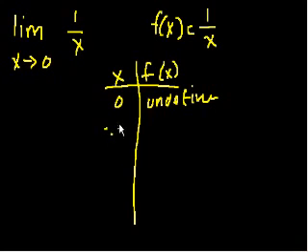But what happens when x equals -0.01? Well, when it's -0.01, 1 over -0.01 is equal to negative 100, right? What happens when x is equal to -0.001? So we're getting closer and closer to 0 from the negative direction.